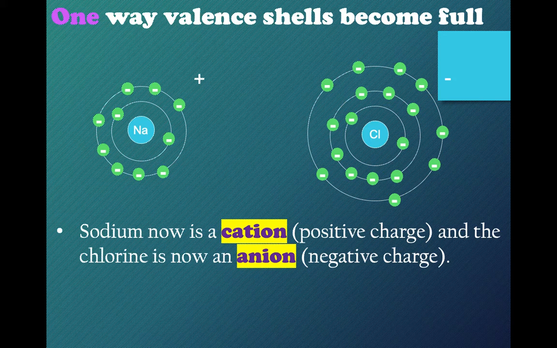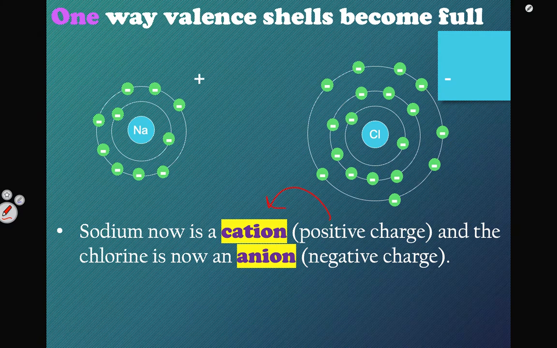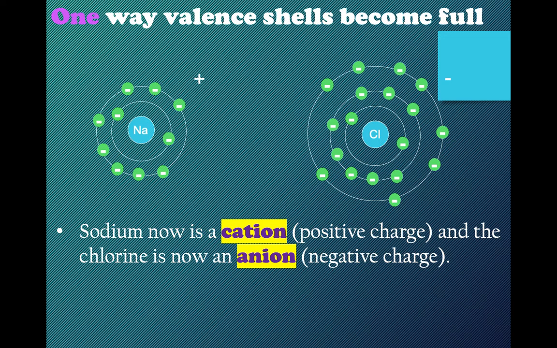But, and these are some terms you want to write down, sodium is now positively charged because it has more protons than electrons. Chlorine now has more electrons than protons, and so it becomes negative. So positive ions are called cations, negative ions are called anions. So sodium is a cation, chlorine is an anion, and look, you have something positive right next to something negative.